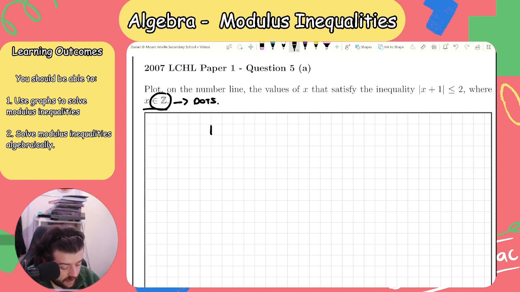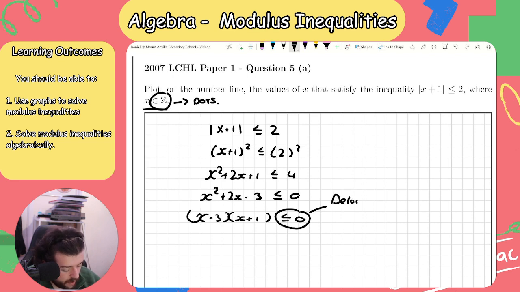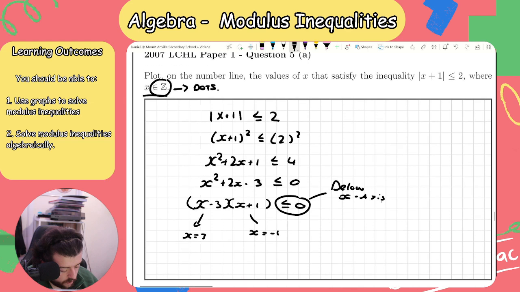So let's solve this out now. So modulus of x plus 1 less than or equal to 2, square both sides. x plus 1 squared is less than or equal to 2 squared. That's x squared plus 2x plus 1 is less than or equal to 4. Bring the 4 over. I have x squared plus 2x minus 3 is less than or equal to 0. Factorize and solve this. That is going to be x minus 3 and x plus 1 is less than or equal to 0. So less than or equal to 0, I'm looking at below the x-axis. So I have x equals 3, x equals minus 1.